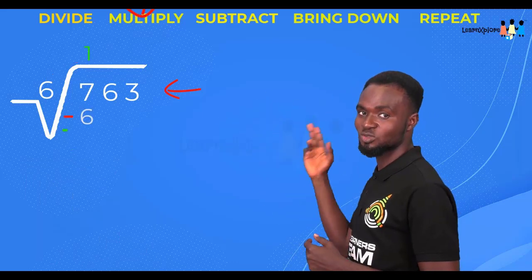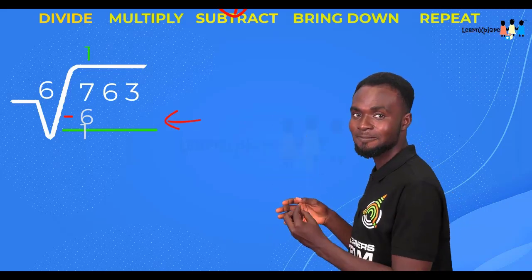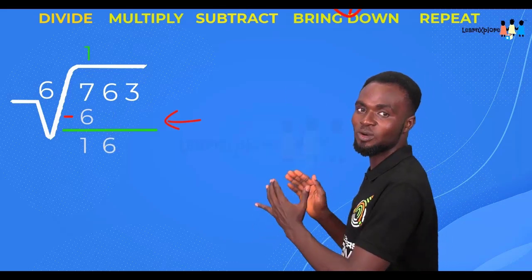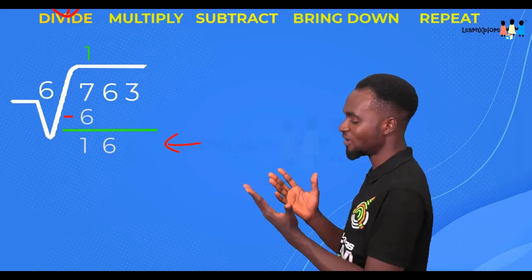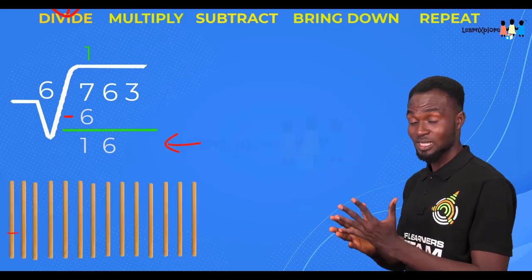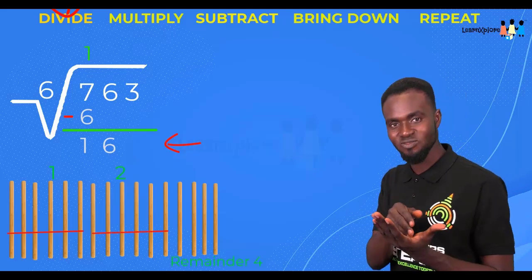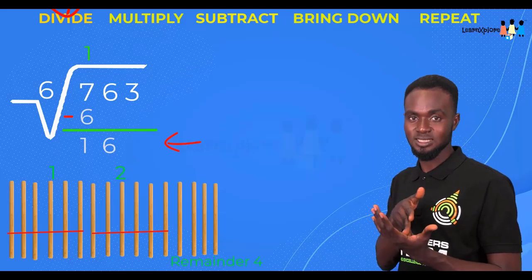After multiplying, you subtract. So let us subtract. 7 minus 6 is 1. After that, you bring down. So you bring down 6. Now we have 1 and 6 is 16. So how many groups of 6 do we have in 16? You can count and then you divide. Or you ask yourself, what number multiplied by 6 will give me anything close to 16 or 16 itself?